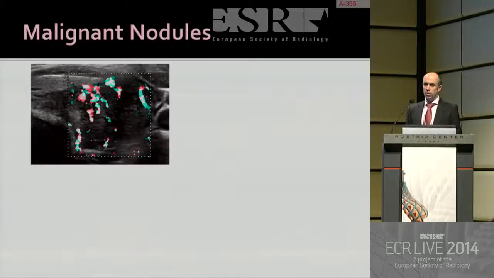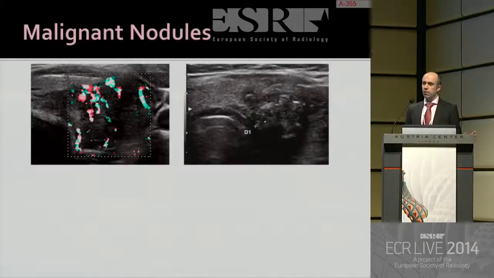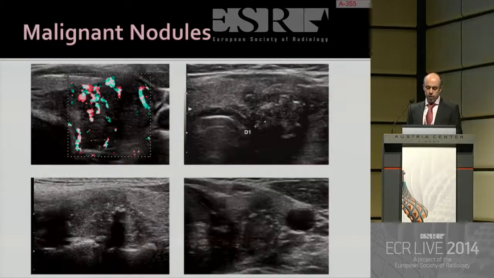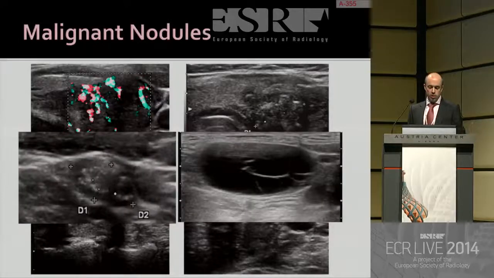Markedly hypoechoic nodules, ill-defined margins, internal microcalcification, and a taller-than-wide shape, again, that came from the Koreans, all highly suggestive of malignancy, mainly papillary, much less commonly medullary cancer. And then a trump card, we see lymph nodes with microcalcification and cystic lymph nodes.